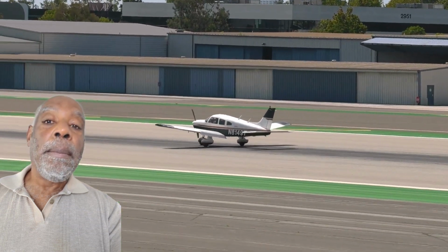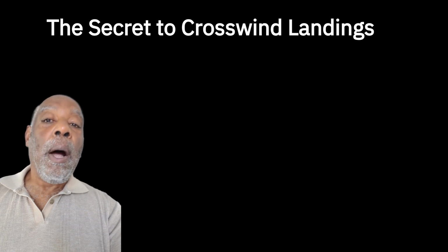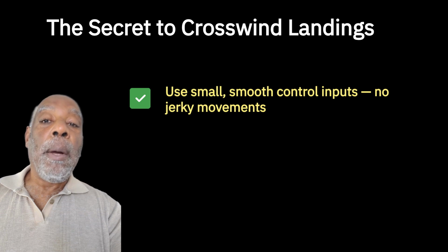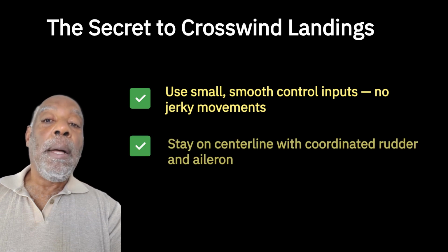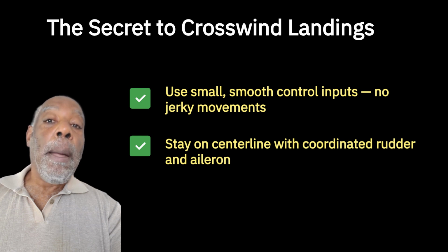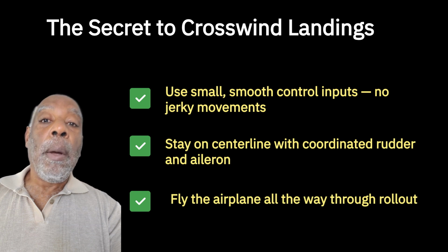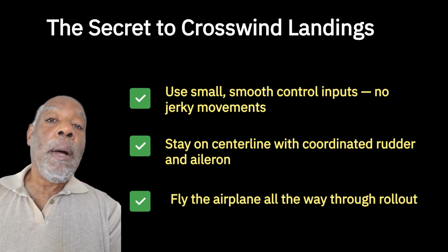Here's the secret to smooth crosswind landings: precision and practice. Use small, smooth control inputs, no jerky movements. Stay on center line with coordinated rudder and aileron. And most importantly, fly the airplane all the way through rollout. Don't stop flying just because your wheels are down. As the aircraft slows down, keep correcting for wind until it no longer has an effect.